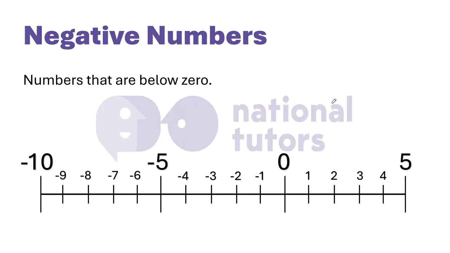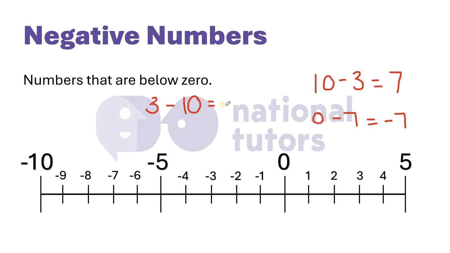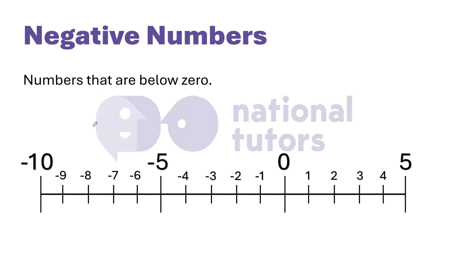Now, if you aren't fortunate enough to have a number line to help you, you can use that technique we used a couple of minutes ago. 3 take away 10. I know I'm going to need 3 to get to 0. So once I've counted back to 0, I'm going to have 7 left over, and 0 take away 7 equals negative 7. So therefore 3 take away 10 equals negative 7. Let's try a couple more now without the number line.